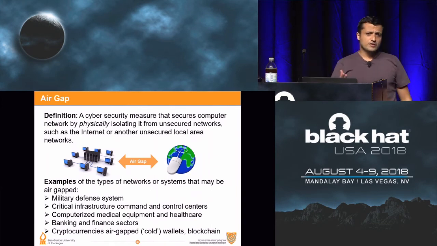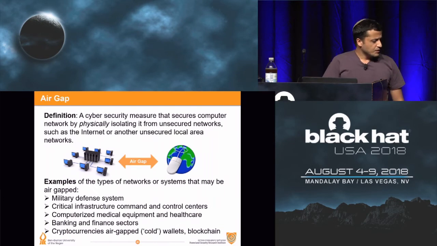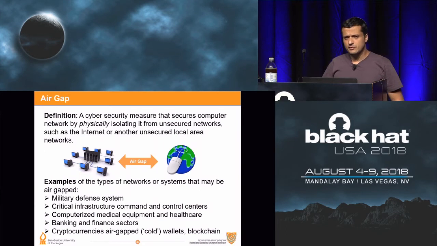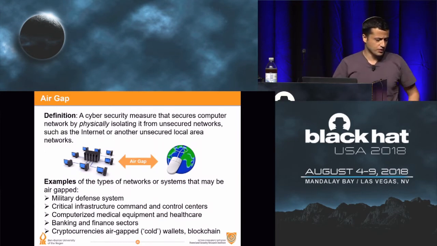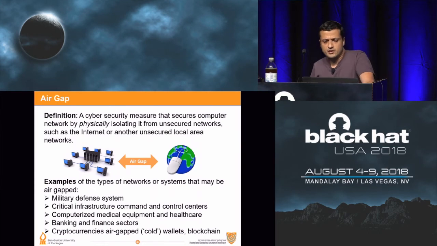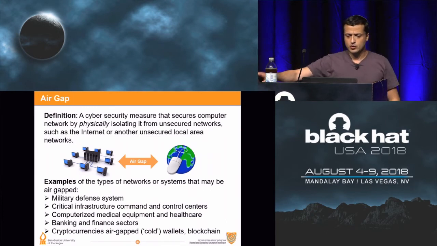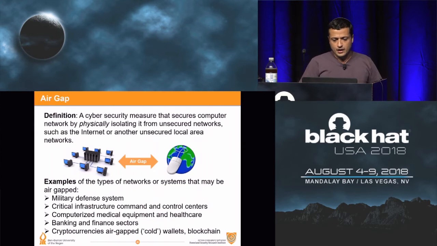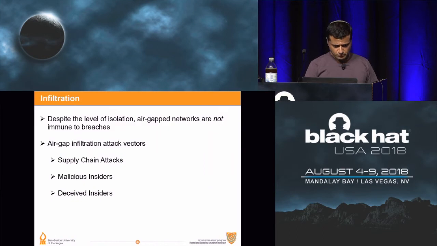And it's true that most people think about air-gap security in the context of military and defense systems, like protecting top secret networks and so on. But actually today many types of organizations and industries use air-gap networks to maintain their data, including critical infrastructure, command and control centers, healthcare, banking and finance sectors, and so on.